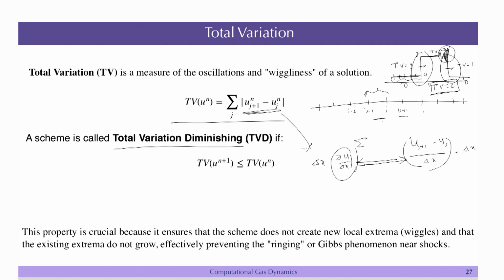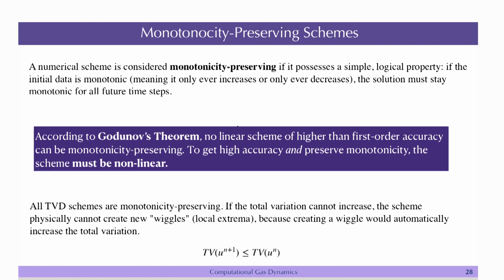That means the total variation at the next time stamp should be less than or equal to the total variation at the current time stamp. So, at n plus 1, the total variation of the signal should be less than or equal to the total variation at the current time, which is n. Such schemes come under the category of monotonicity preserving schemes, which we discussed last time.